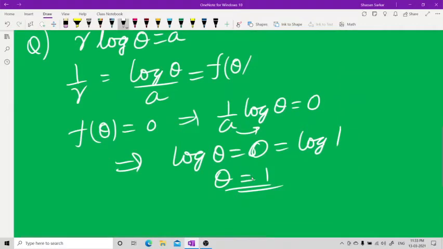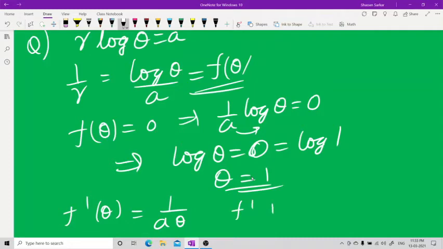Now if theta is equal to 1, find f dash theta. F dash theta is 1 upon a theta, since the derivative of log theta is 1 upon theta. Now f dash 1 is 1 upon a into 1, nothing but 1 upon a, which is not equal to 0.